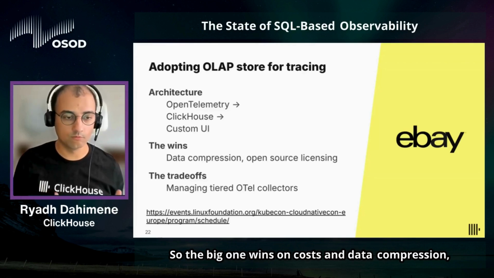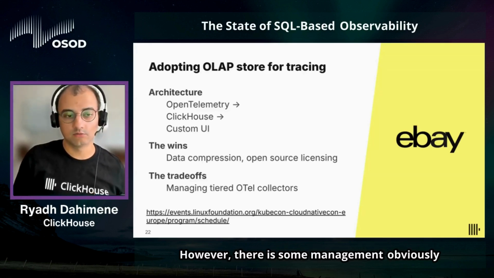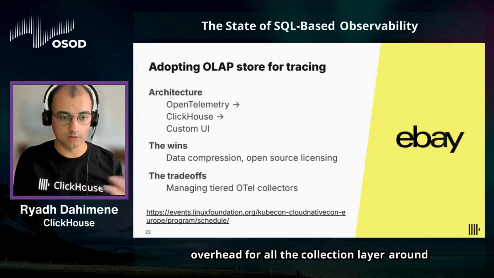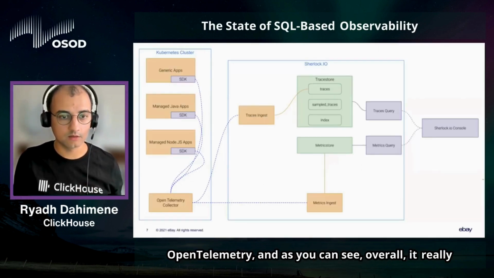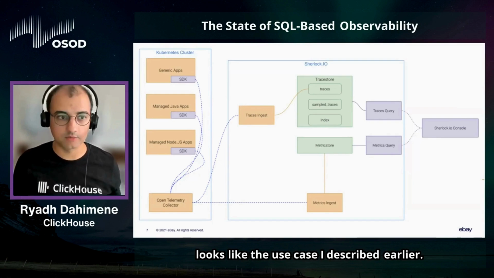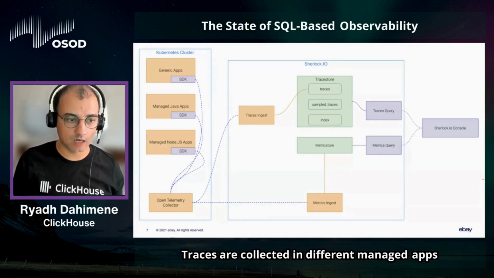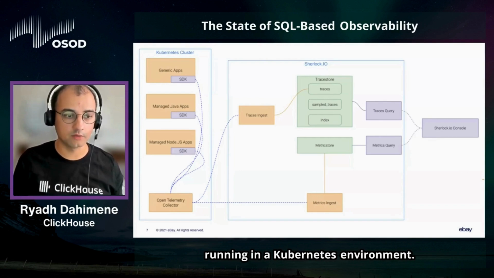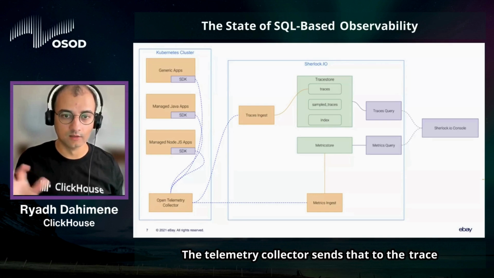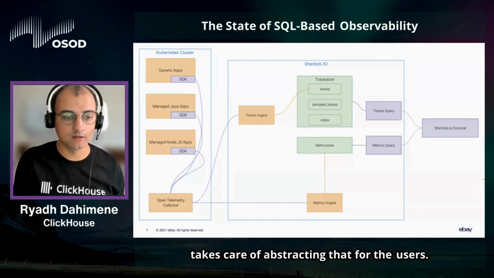So the big one wins on costs and data compression, the fact that it's open source license. However, there is some management overhead, obviously, for all the collection layer around OpenTelemetry. And as you can see, overall, it really looks like the use case I described earlier. Traces are collected in different managed apps running in a Kubernetes environment. The telemetry collector sends that to the trace store in that case, which is ClickHouse, and there's a console that takes care of abstracting that for the users.